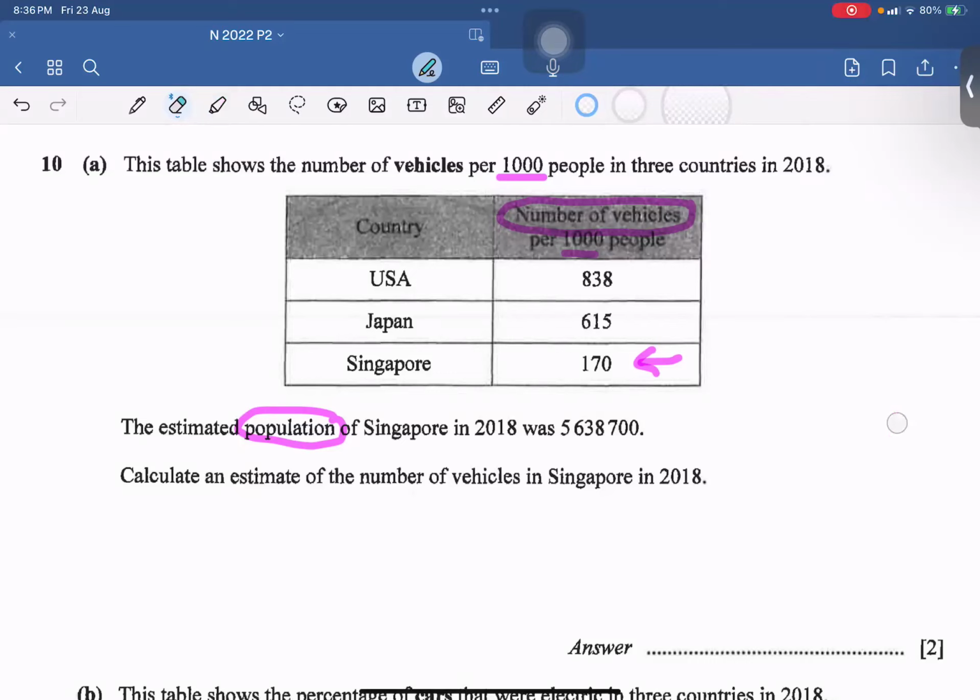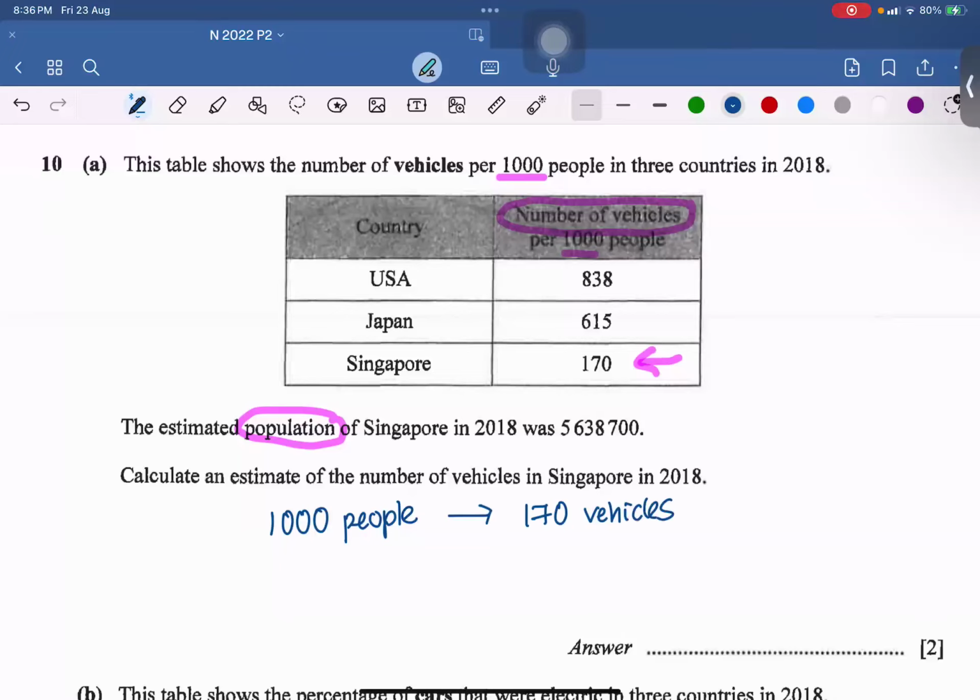It's per 1,000 people. Correct. So that means for every 1,000 people, I will have 170 vehicles. Oh, so this one is not 170,000 or 615,000. I say sorry already, I read the question wrongly. It's per 1,000 people. Alamak.